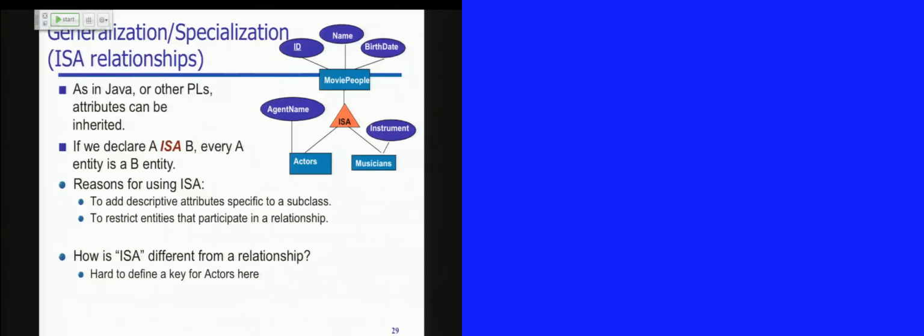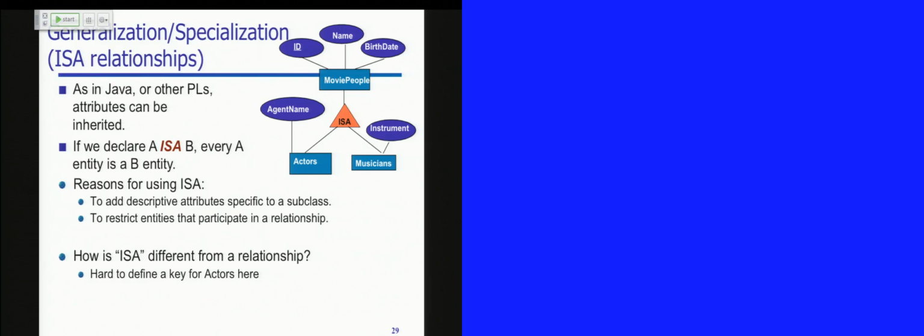Movie people is the superclass. So that's on top. You're a movie person if you're an actor, if you're a musician, if you're a director, if you're whatever. All of these are movie people. So that's the superclass. And now you can be one of the following. You could be an actor, you could be a musician, you could be a few of them at the same time.